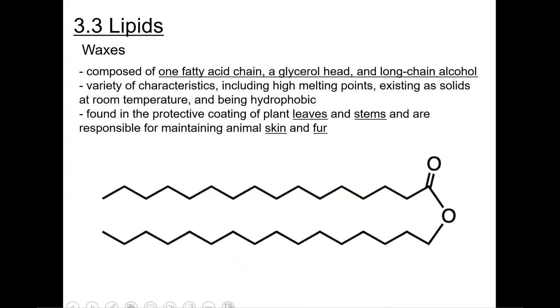Waxes are going to be composed of 1 fatty acid chain, a glycerol head, and a long chain alcohol. A variety of characteristics, including high melting points, existing as solids at room temperature, and being hydrophobic, are going to be common things that you see with these. They're found in protective coatings on plant leaves and stems, and are going to be responsible for maintaining animal skin and fur.